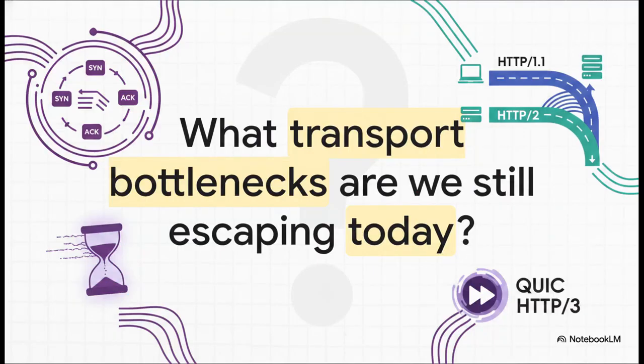We solved the connection setup penalty with HTTP/1.1. We solved head-of-line blocking with HTTP/2 multiplexing, and now we're entirely replacing TCP with UDP-based QUIC in HTTP/3. So if HTTP/1.0's bottleneck was the TCP handshake and connection teardown, what hidden microscopic inefficiencies at the transport layer are we still trying to escape today?